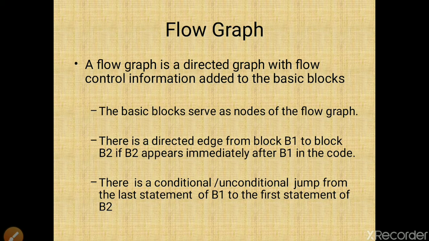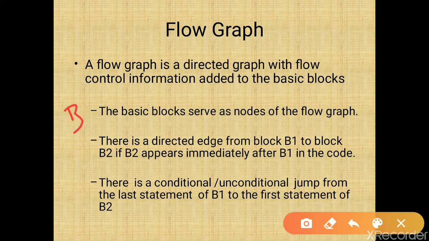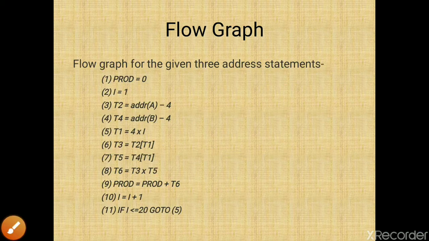That means if there is a set of code like this, B1, B3 and B2, and what is your condition? If there is an unconditional jump from the last statement of B1 to the first statement of B2, that means there is a directed edge from B1 to B2. Okay, now we will see an example.